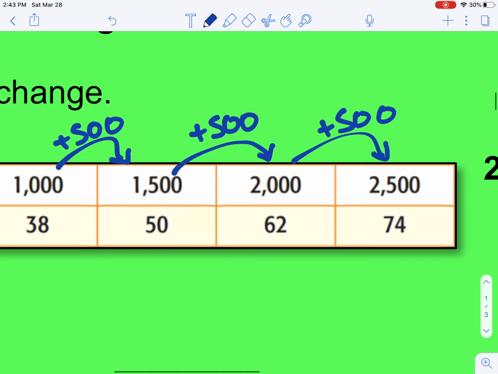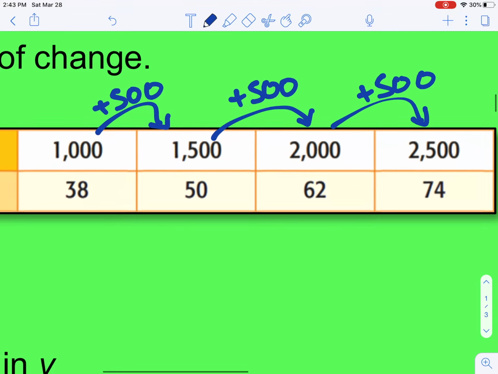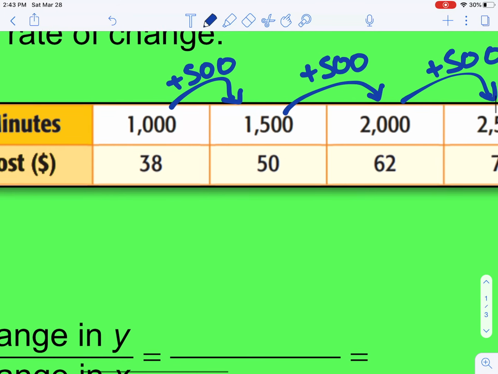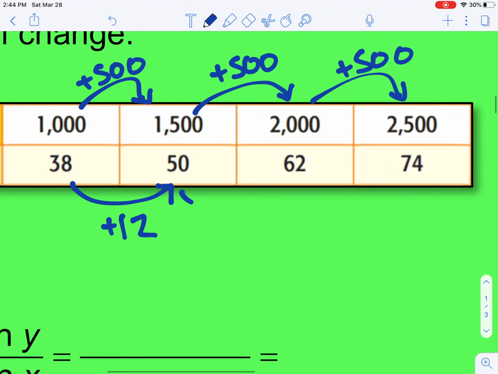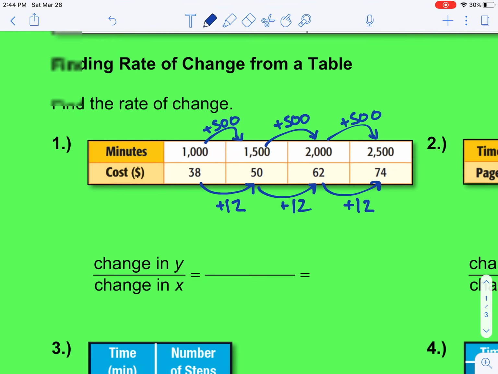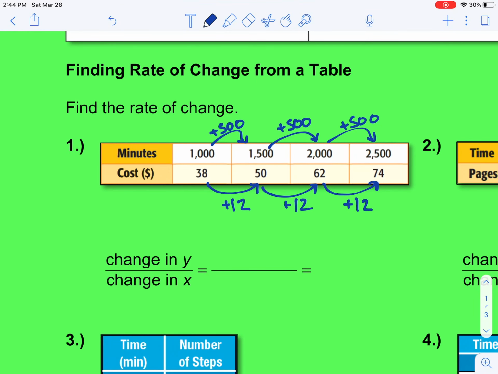Now it is good to double check and make sure that you don't just do one of those, that you do all of them and make sure that they're staying consistent. Now my change in cost is going from 38 to 50, so that looks like that's plus 12. And I want to make sure that the other ones are also plus 12 before I finish my problem. 50 to 62, and 62 to 74. Okay? Alright, now we can go ahead and finish our problem.